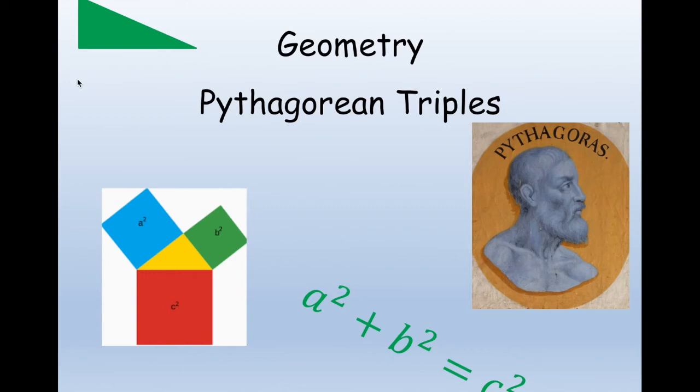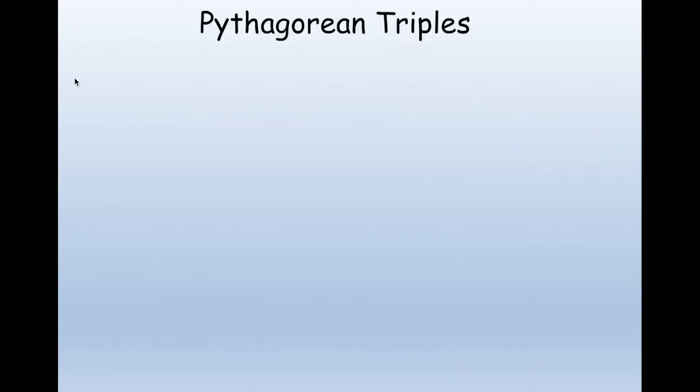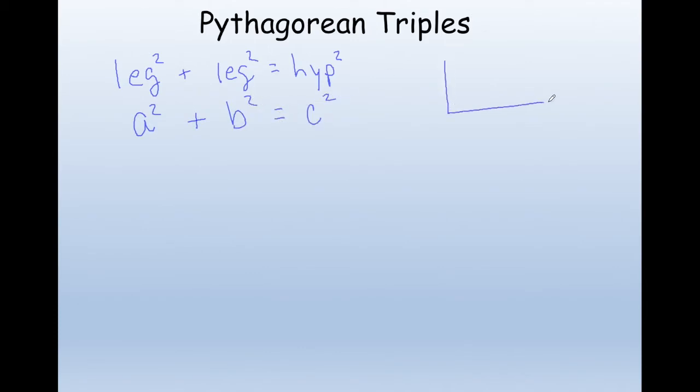Okay, today we're going to do a quick discussion on Pythagorean triples. A Pythagorean triple is a set of three whole numbers that satisfies the Pythagorean theorem, which is leg squared plus leg squared is equal to the hypotenuse squared. You probably mostly know that as a squared plus b squared is equal to c squared.